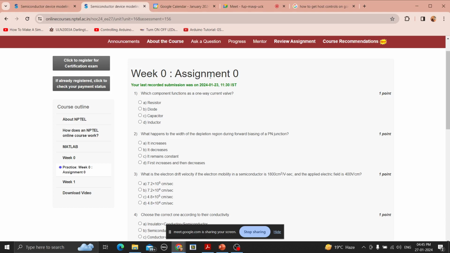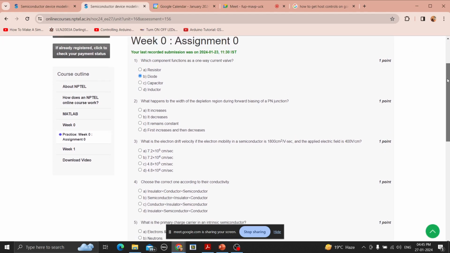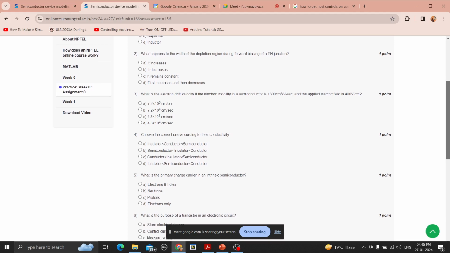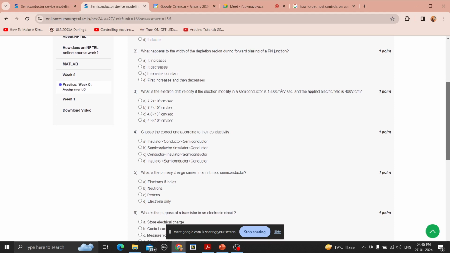Okay, I'll share my screen also. Okay, so this is week 0, assignment 0. Which component functions as a one-way current valve? So what is the answer? Diode. Okay. And others also please respond. Okay, what happens to the width of the depletion region during forward biasing of PN junction? It decreases. Decreases. Okay.